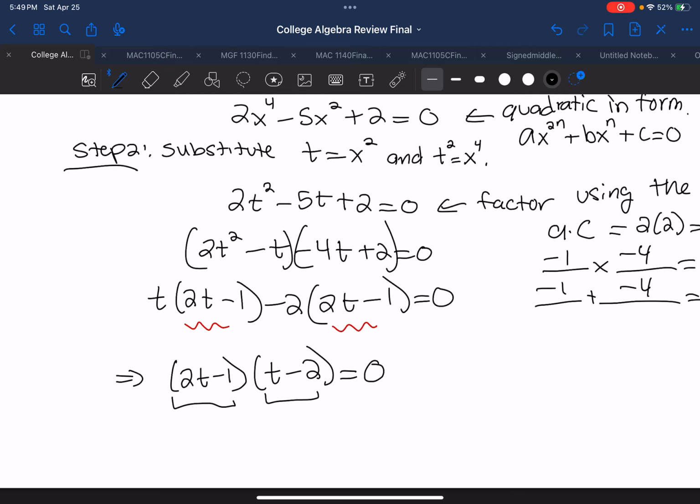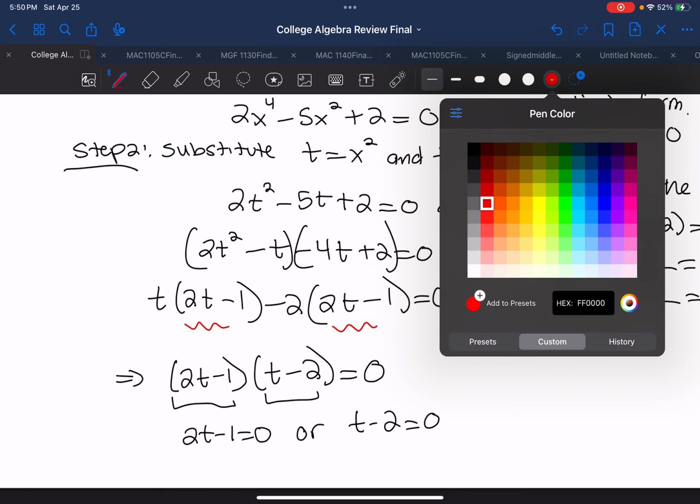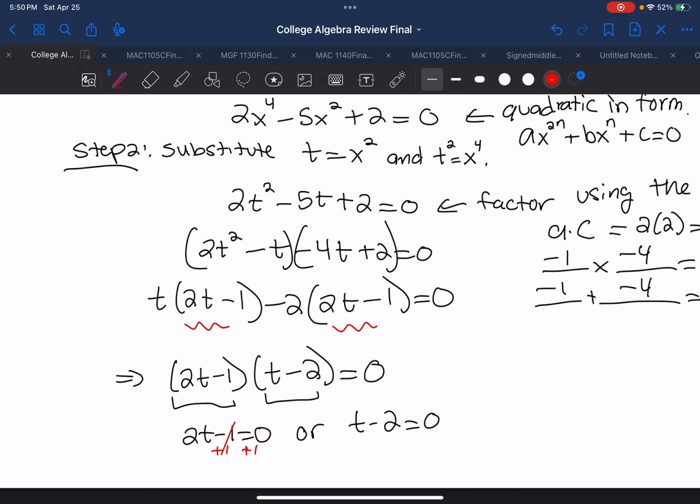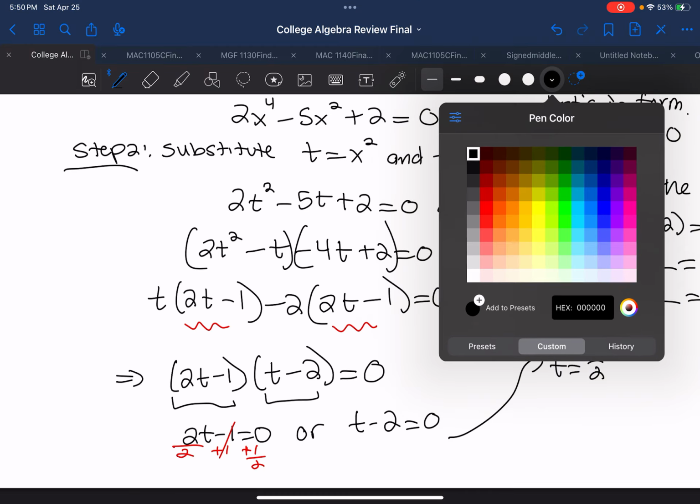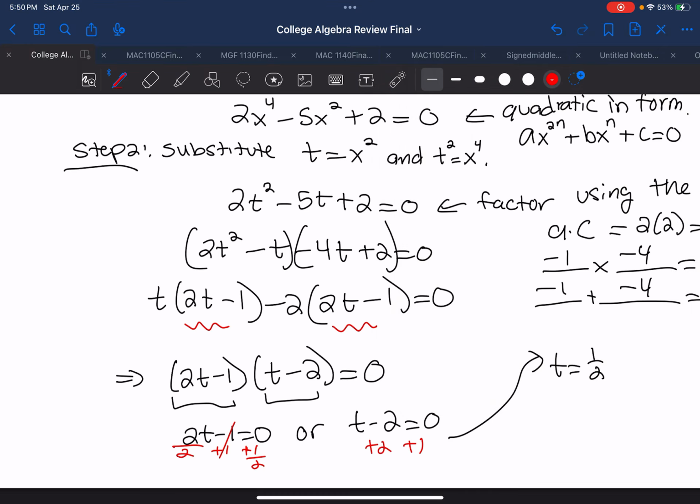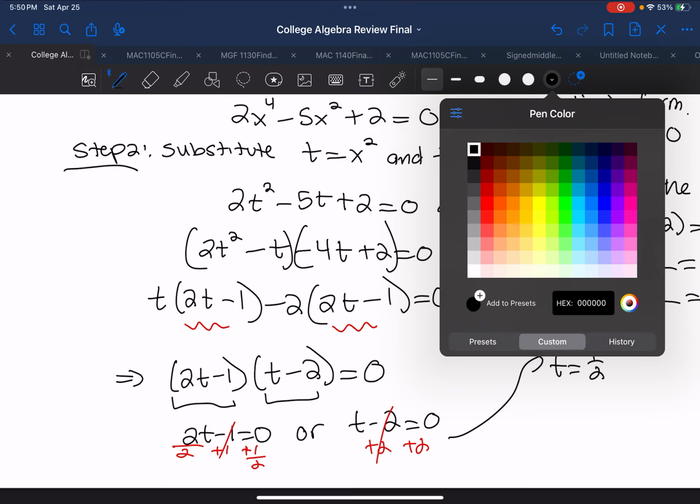To finish solving this equation, 2t minus 1 equals 0, or t minus 2 equals 0. After I add 1 and then divide by 2 here, t will be equal to 1/2. I'm going to write these over here. And then for the other one, I will add 2 to both sides, so t will be equal to 2.